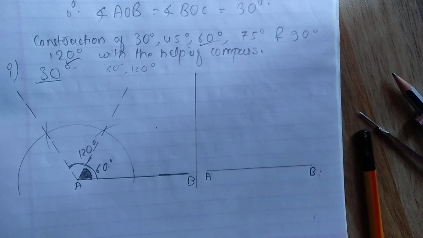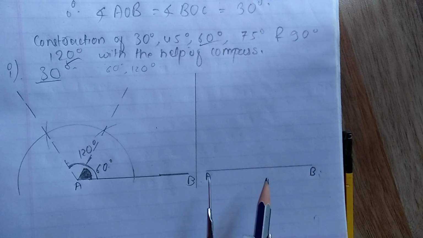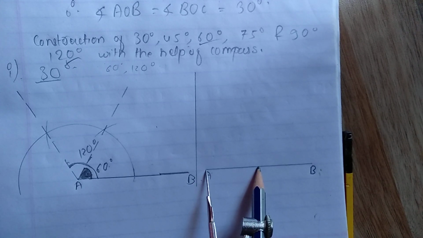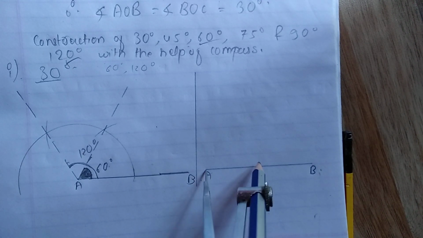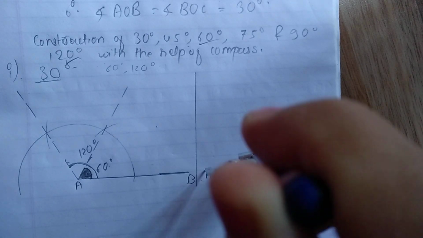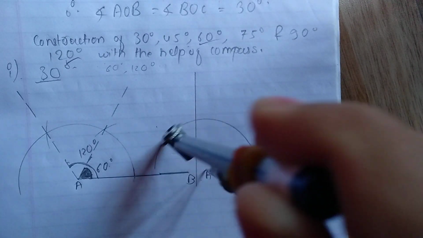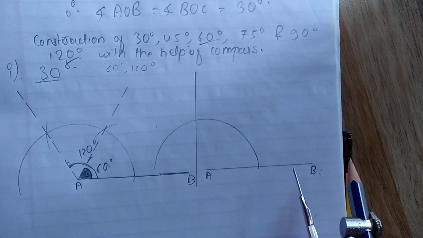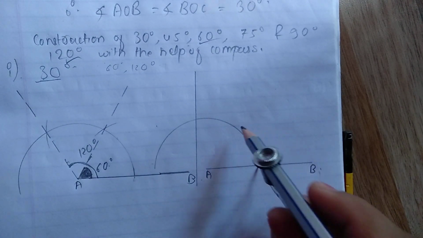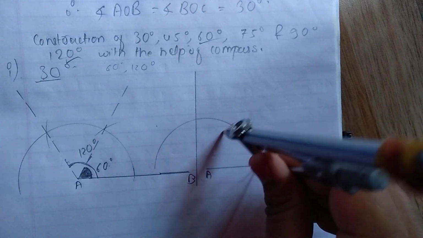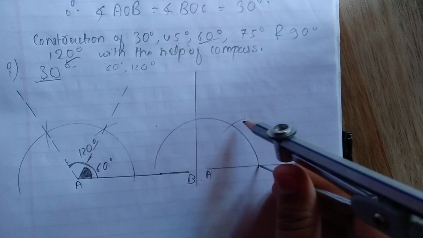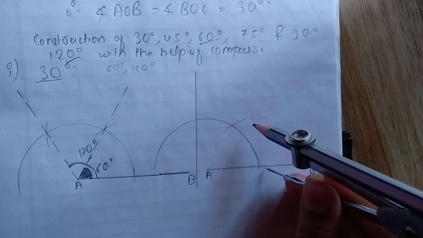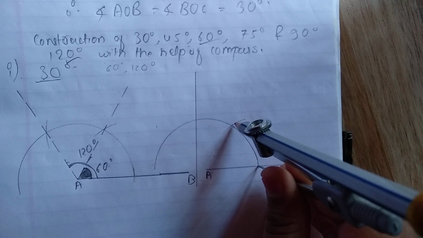Now AB is drawn, and again from point A to the middle point, I'll be making an arc. Look, I'm just making an arc and the distance is the same. Now from the same point I'll be drawing an arc. This first arc is known as 60 degrees.